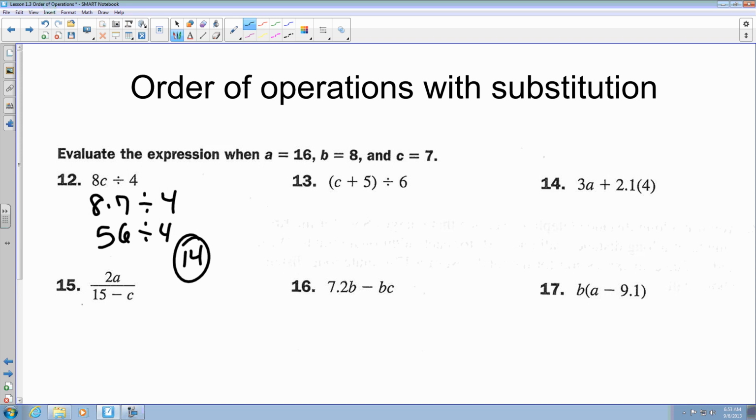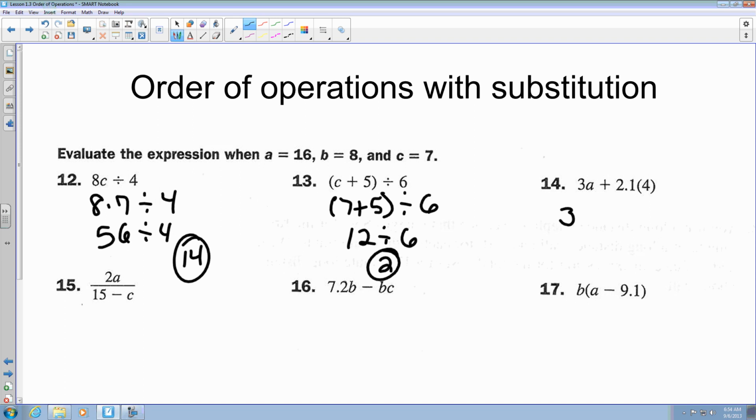For 13, I put 7 in for c. Take care of the parentheses first. So that gives me 12 divided by 6. And 12 divided by 6 is 2.